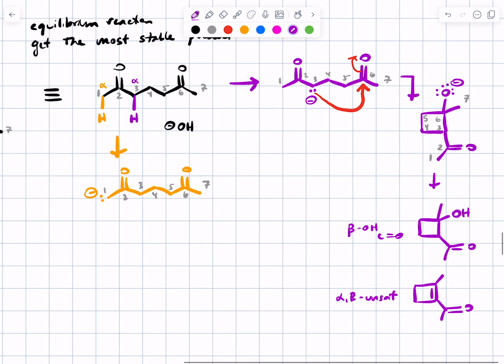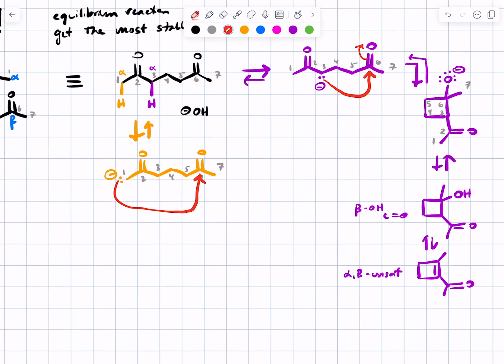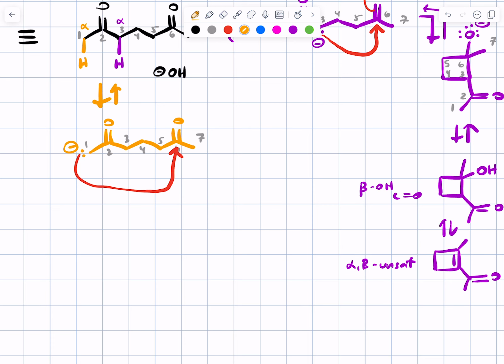Okay, that's the aldol product that we get if we remove the purple beta proton. Now let's do the same for removing the orange beta proton. Carbon 1 now attacks carbon 6. That's going to give us a 6-membered ring product.